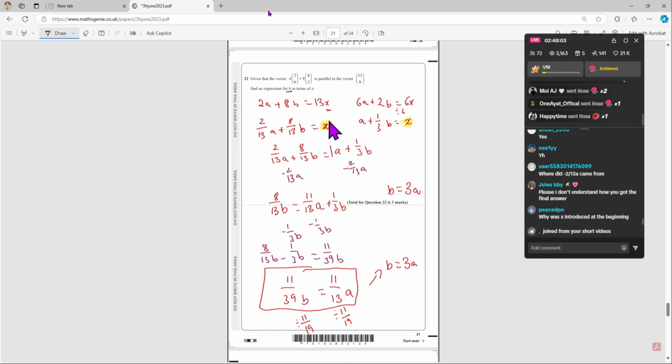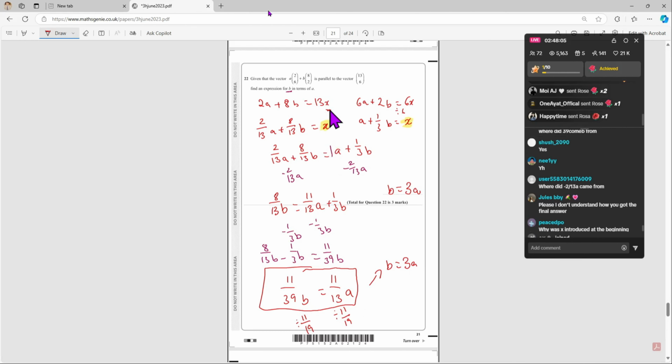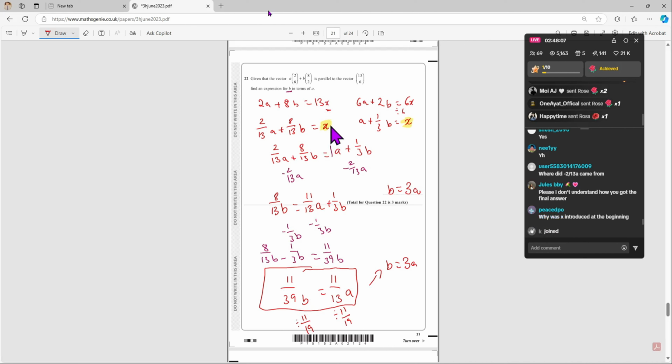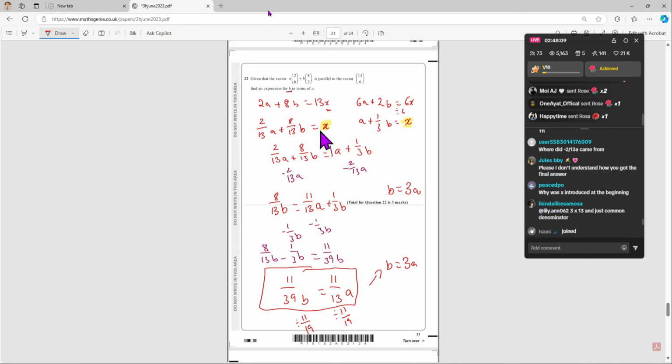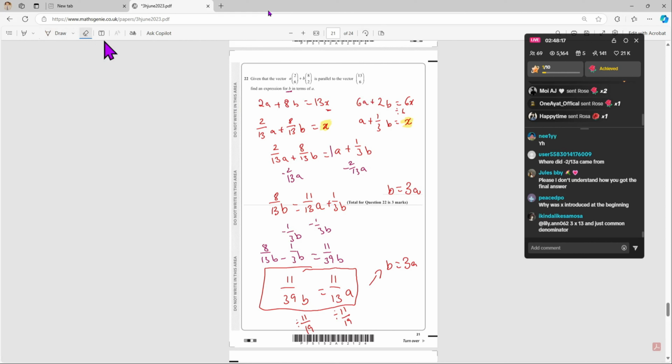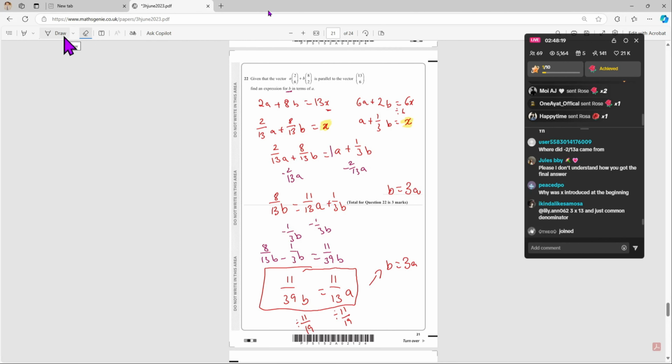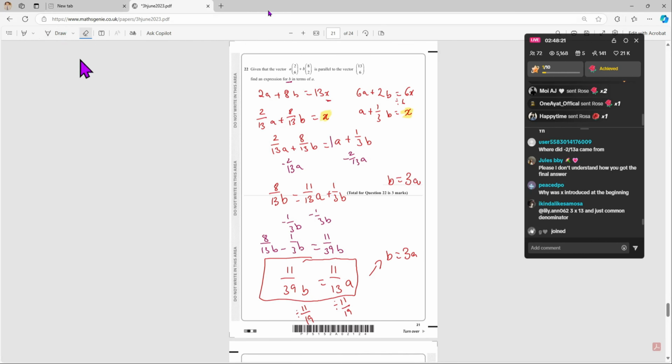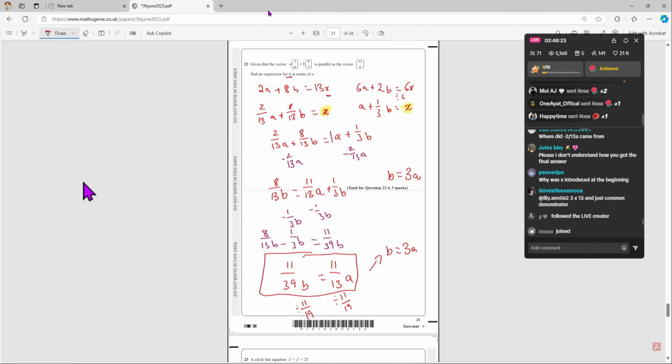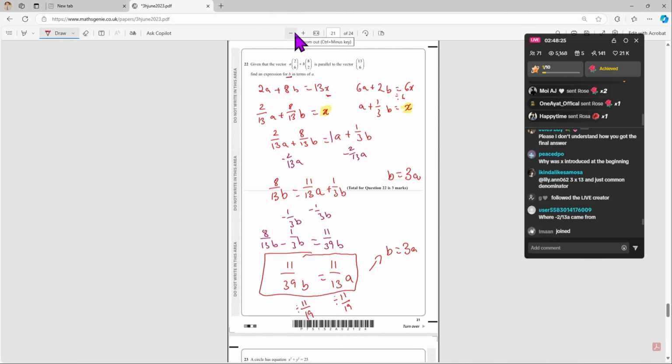Why was x introduced in the first place? It was just because we had to make x the subject to work it out. Because x is parallel. This line is parallel. We just said it was x, okay? Let's move on to our next question.